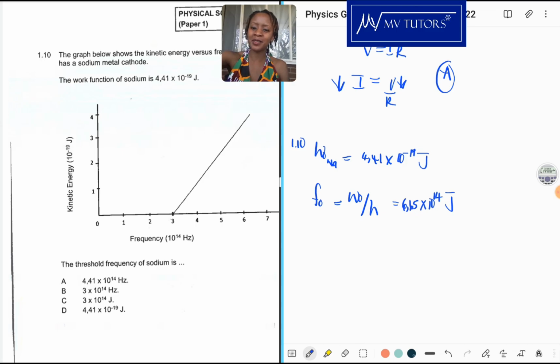Actually, let me go for hertz because it's frequency. Yeah, so I don't see that anyway. So what do I do at this point? Do I panic? No, I don't. Why? Because the graph will tell me exactly what the threshold frequency is.